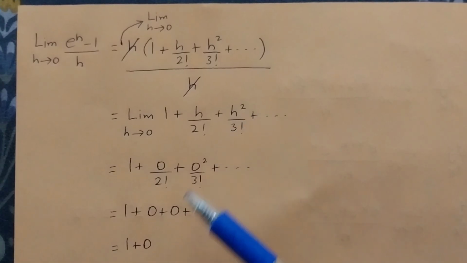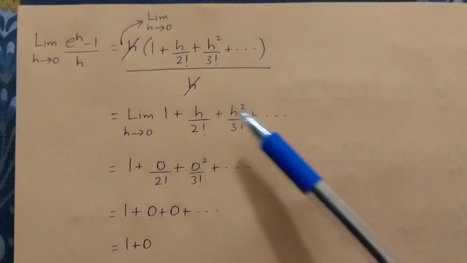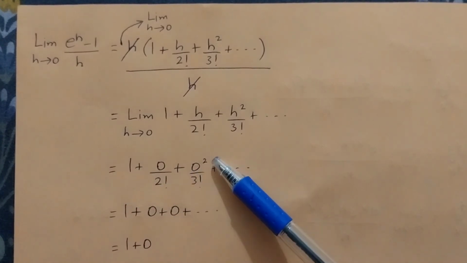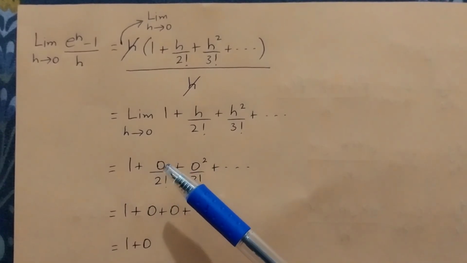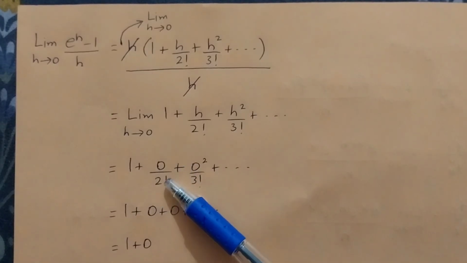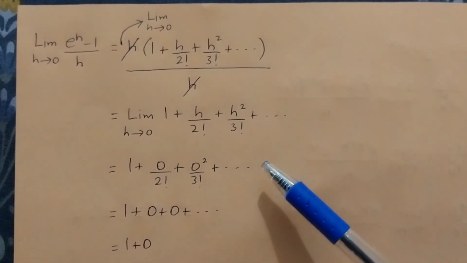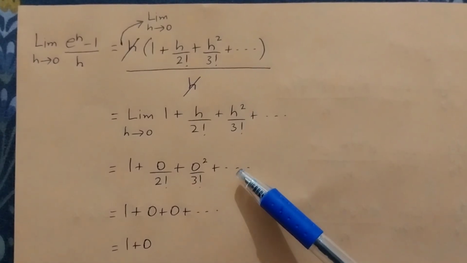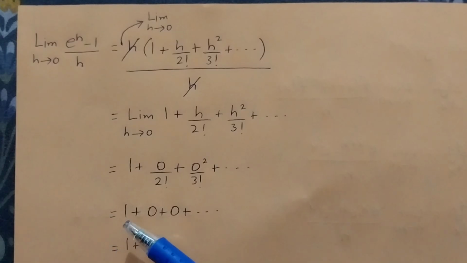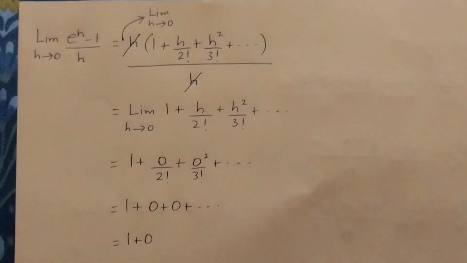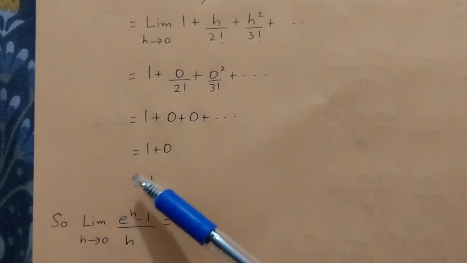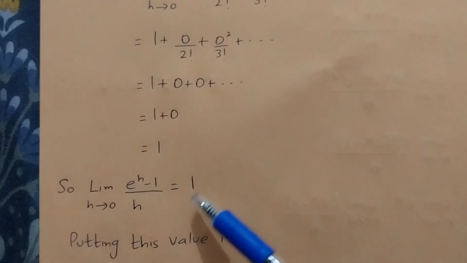All are in numerators. So we can just put h is equal to 0 in this expression to evaluate this limit. So this will become 1 plus 0 over 2 factorial plus 0 square over 3 factorial up to so on. 0 divided by anything is equal to 0. So this and all the terms coming after these two terms will have h in them, so all of the terms will be 0. So 1 plus 0 up to so on. So 1 plus 0 is simply 1, so the limit is equal to 1. This was our limit which we needed to find, and this is equal to 1.